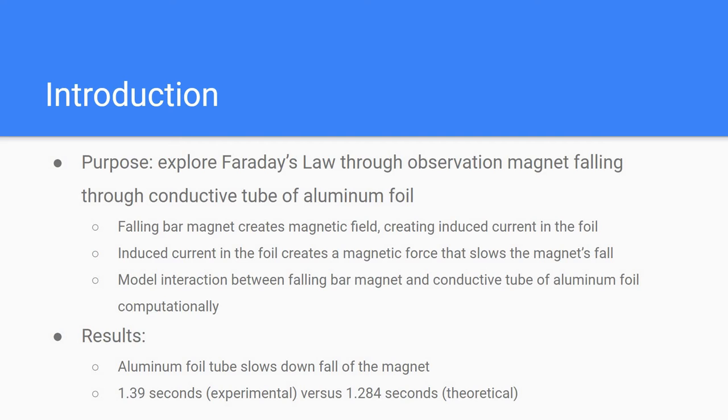The result of this lab was that an aluminum foil tube slows down the fall of the magnet. Experimentally, the value found for the magnet to enter and exit the tube was 1.39 seconds, while theoretically, we got a value of 1.284 seconds.